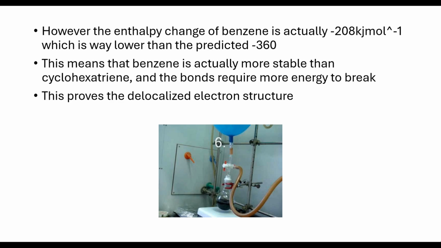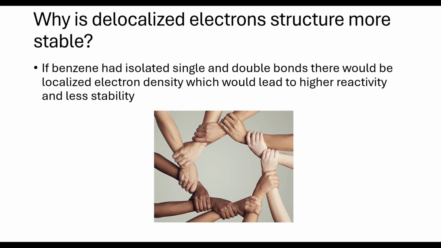This proves that the localized structure is going to be more stable, and that's why it does not have double bonds and single bonds alternating. It has this kind of situation, and that's what they want to see you say in the exam as well. Alright, safe. So why is the localized electron structure more stable?